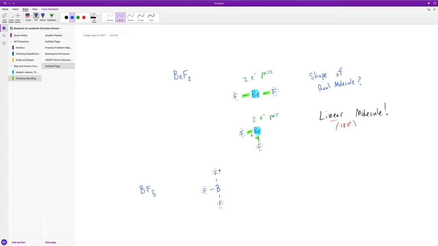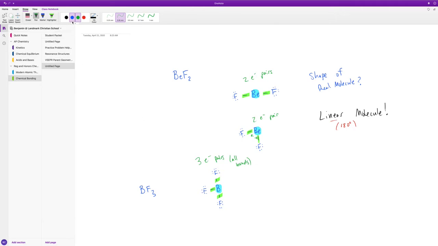Okay, and so what we want to do is locate the central atom, which is of course the boron atom, and now count up the number of electron pairs around the central atom. And we see that there are 3 electron pairs. Okay, and these are all bonds. They're all bonding pairs. Okay, they all have atoms attached to them.